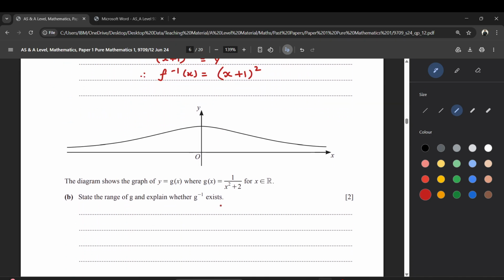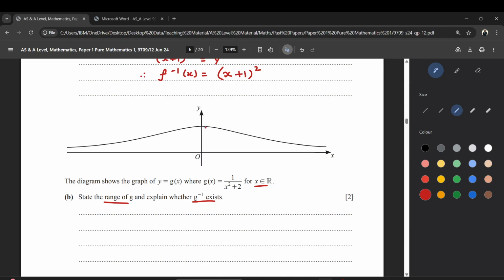All right, part B is, the diagram shows the graph of y equals g of x, where g of x is 1 upon x squared plus 2 for x has all real values. So this is now the domain. State the range of g and explain whether the inverse of g exists. So there are two questions over here. First, you have to state the range of g. Now, the range is the y values, right?